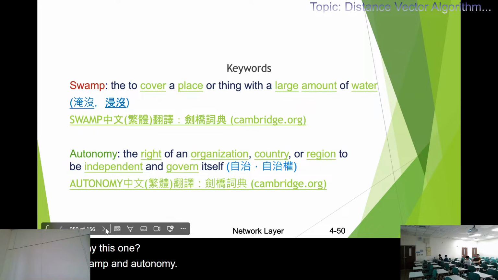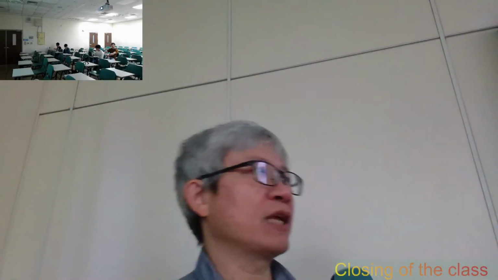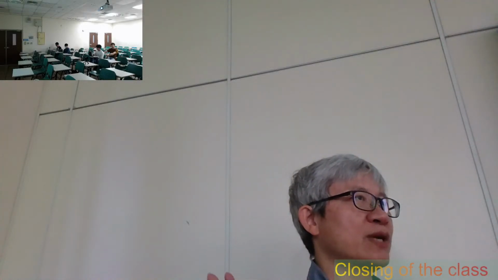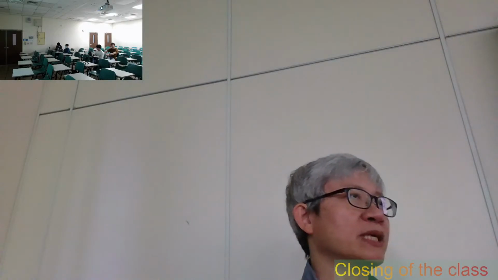Let me stop here and take a rest. In the first class, we covered the second category of the traditional routing algorithm, distance vector. Now we start on the realistic routing algorithm, and later we will continue. If no further question, then let us take a rest.